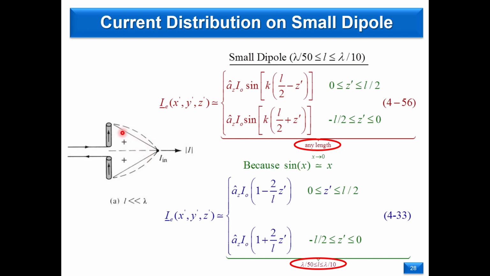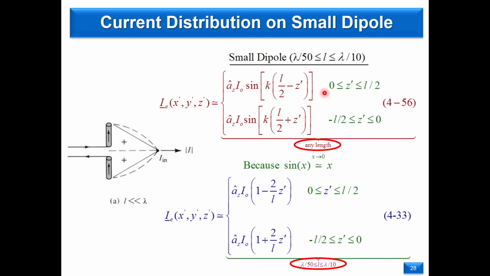When we're dealing with a short dipole, the more accurate general expression is to write the current distribution as a part of a sine function. The expression of the sine function on the top arm is of this form. The expression of the sine function on the bottom arm is this expression. And this expression is valid for any length. It's not just for a short dipole.